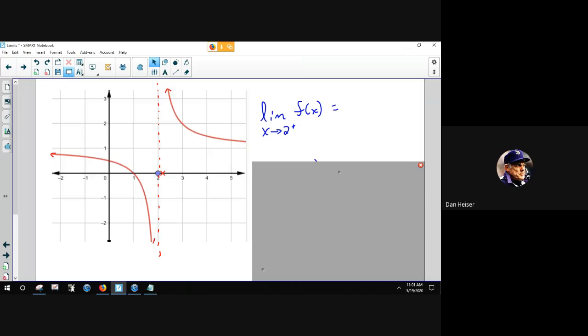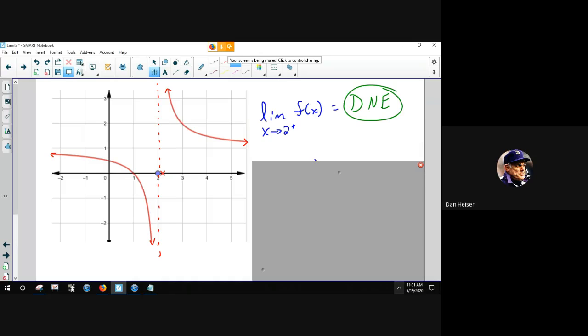Added arrows on these. There we go. As x gets closer and closer and closer to 2, y is growing, growing, growing, growing. It is growing without bound. It's growing forever. There is no number it's getting close to. It is just growing forever. There is no limit there. Does not exist.